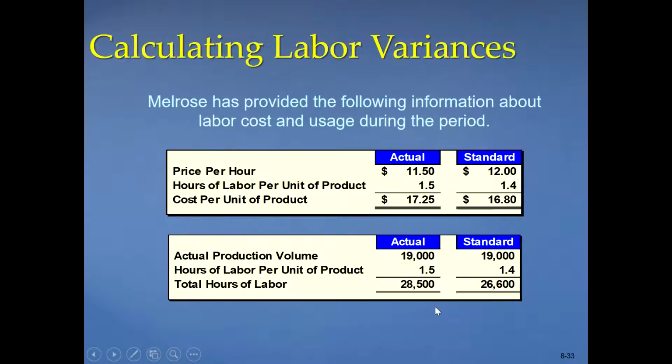So now in labor also we have two types of variances: a labor usage variance and a labor price variance. These are the two types of variance. For labor price, we paid them higher than the standard, and for usage we also used more than the standard. So it means we have an unfavorable labor price variance and an unfavorable labor usage variance.